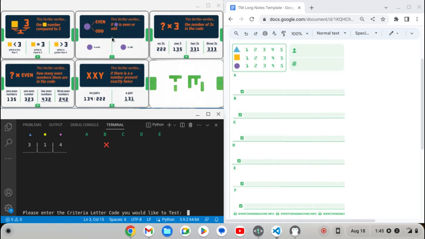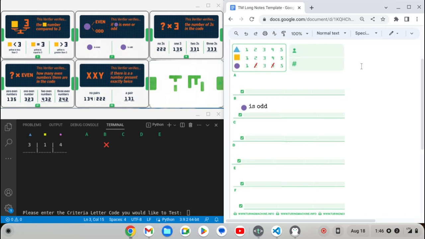So let's go ahead and type that up in section B. And that is that circle is an odd digit. And since it is odd, I can go ahead and cross out all of the evens. So I can cross out 2 and 4.